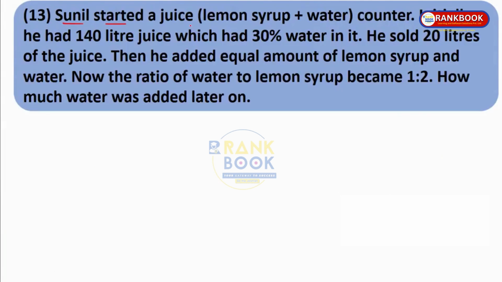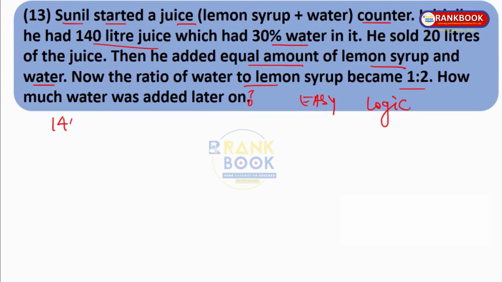Sunil started a juice, that is lemon syrup plus water counter. Initially he had 140 liters of juice which had 30% water in it. He sold 20 liters of the juice. Then he added equal amounts of lemon syrup and water. Now the ratio of water to lemon syrup became 1:2. How much water was added later on? Okay, now again this is a very easy sum and we can solve it by logic, by common sense.